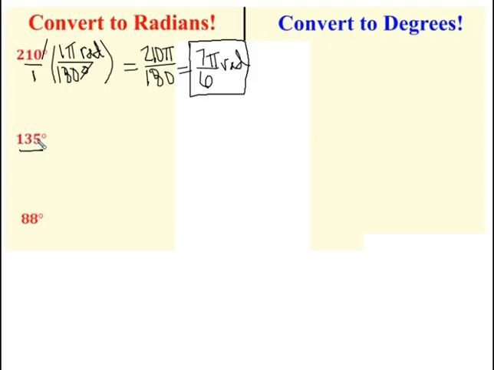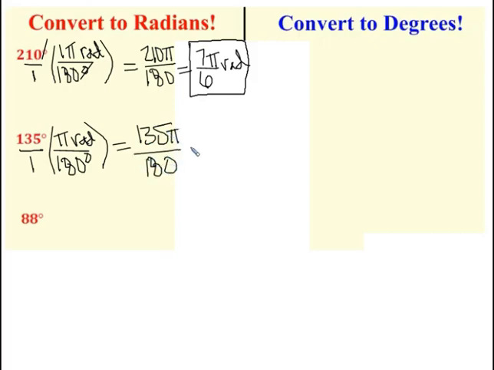Let's try another one. We have 135 degrees. To cancel out degrees in the numerator, we need a degree in the denominator. And in 180 degrees, we just have 1 pi radians. Multiplying across, we get 135 pi. And multiplying across in the denominator, we get 180. Simplifying those two numbers, we actually get 3 pi over 4 radians.